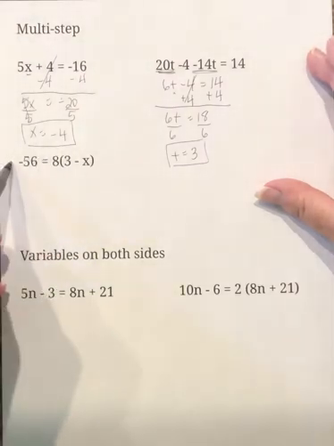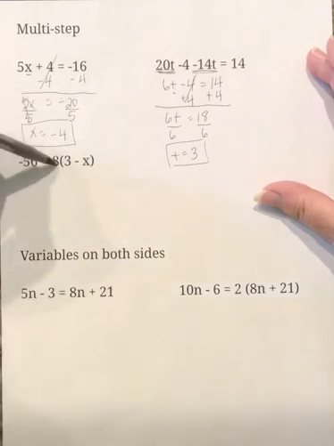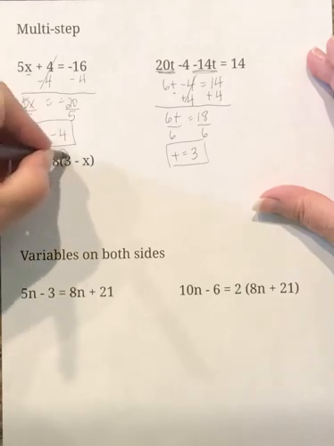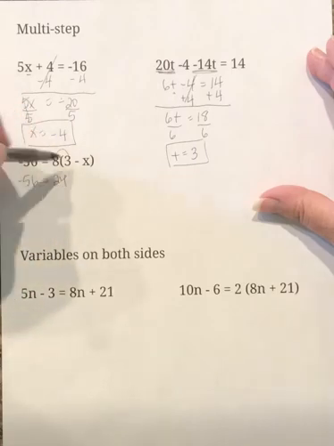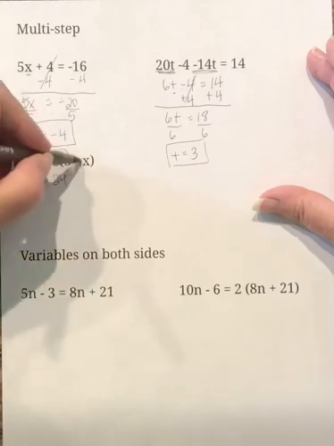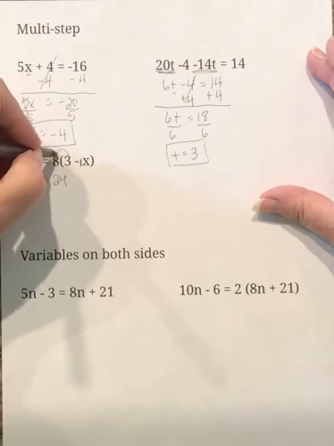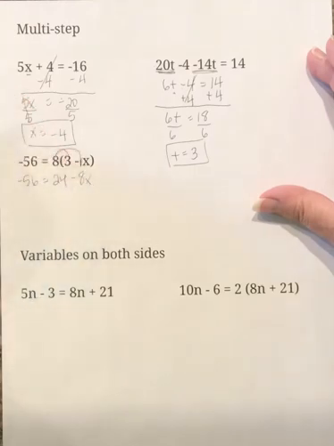Looking over here, I almost missed it because it was kind of tucked in there. I do have distribution, so I'm going to do that first. I'm just going to recopy this term here. 8 times 3, both positive, is positive 24. Whenever you don't see a coefficient with a variable, the coefficient is really 1. If you want to write that in there, go ahead. Positive 8 times negative 1 is negative 8, and that gets the x.